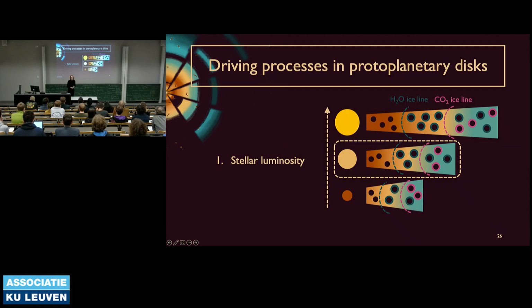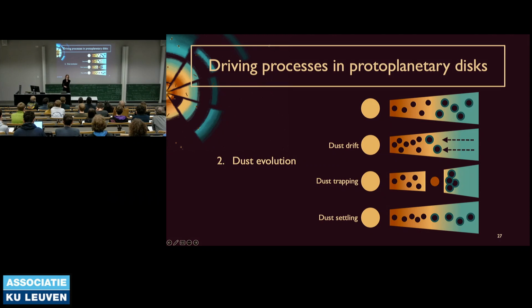A second process that's very important is the dust evolution. So as you go from this envelope to disk phase, so the disk is now flat, but it still has this vertical profile in terms of dust. So the first thing is radial dust drift. As your dust clumps grow, they get some gas drag and they start to move inwards. The second thing is dust trapping.